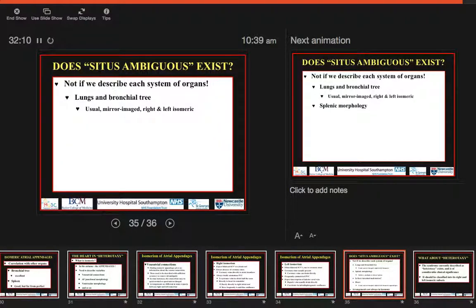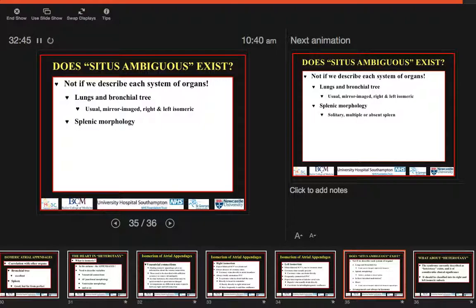So let me now answer the first question I asked you. Is there such a thing as situs ambiguous? Is there uncertainty? Is there ambiguity? Only if the ambiguity is in your own mind. Because if you describe each system of organs, you remove the ambiguity. I've already shown you. The bronchuses can either be usual, mirror imaged, or show right and left isomerism.